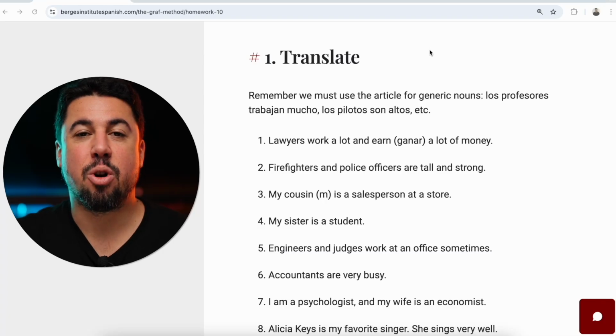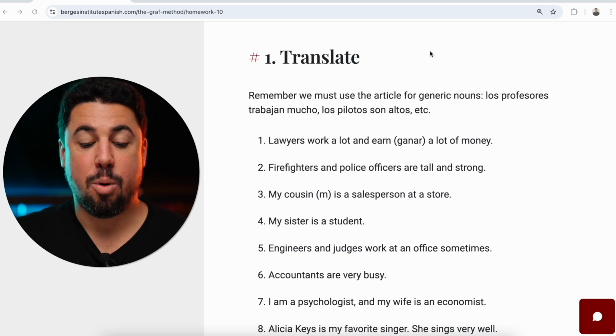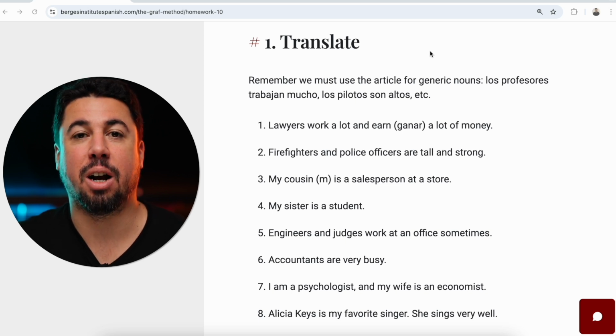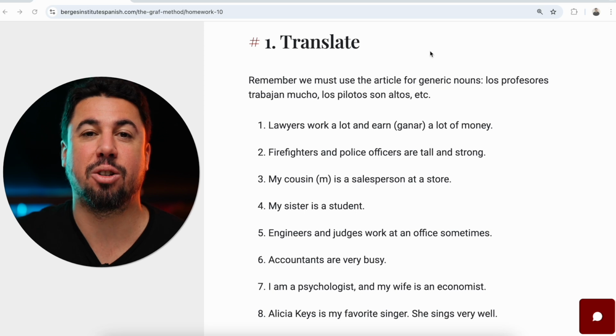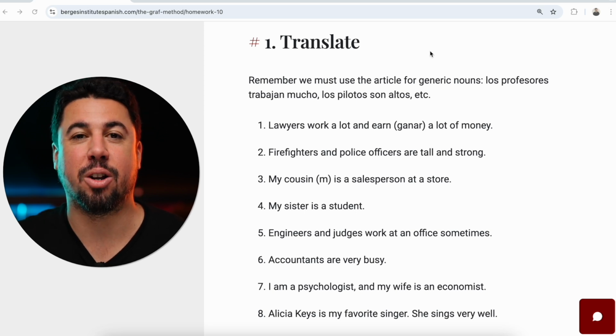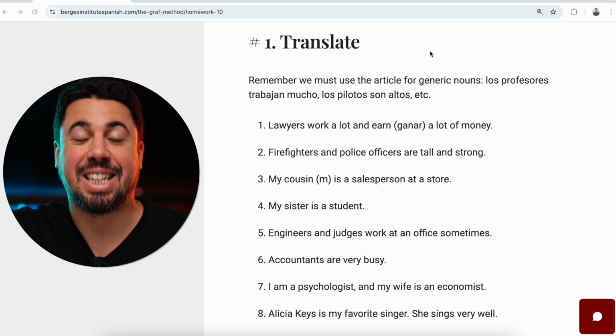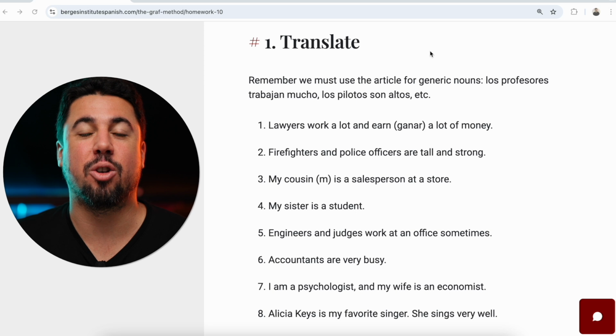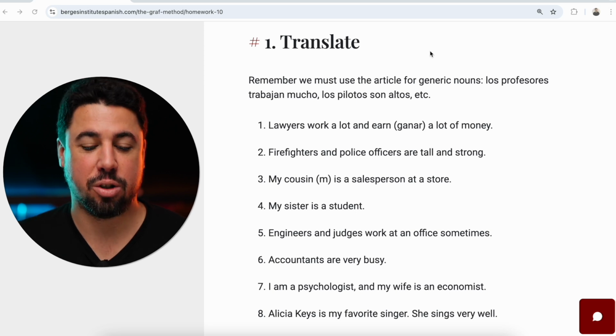Okay, so let's take a look at the homework. Number 1, translate. And it says, remember, we must use the article for generic nouns. Los profesores trabajan mucho, los pilotos son altos, etc. When we have a generic noun in the subject position in Spanish, we have to use the article. When we say cats are funny, like cats in general, in Spanish we'll use the article. Los gatos son divertidos.